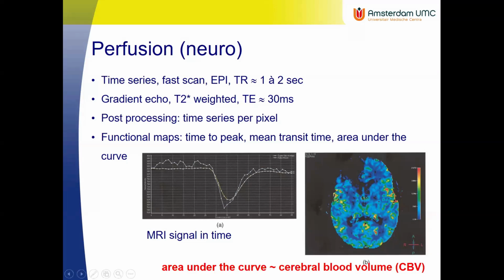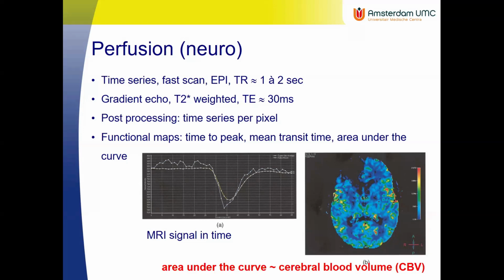And then what you do is, the EPI you combine with a gradient echo technique, so it's T2 star weighted, and you have a bit of a longer echo time, 30 milliseconds. So you use the T2 star weighting in this sequence because the contrast agent also highly reduces the T2 star. So the presence of the contrast agent makes the T2 star really short.